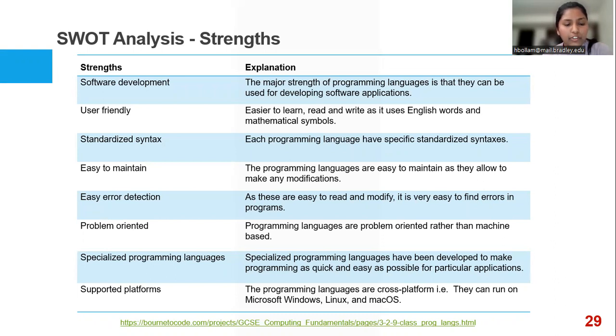Most of the programming languages are object oriented or problem oriented. A few specialized programming languages are used for particular types of applications, and most of the programming languages are cross platform. That means they can run on Windows, Linux, and macOS.